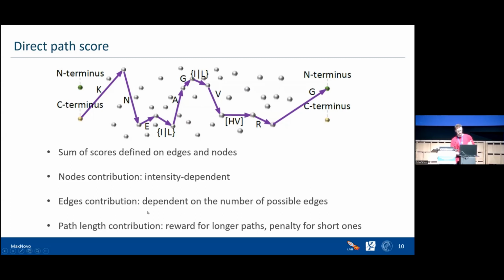An edge contributes depending on the number of possible edges from the node that this edge comes from. For example, if for this edge we can construct 3 other possible edges, then we're not so sure about the edge we chose, and this edge will get a penalty. If this is the only possible edge from this node, then we're pretty confident that this is the right way to go. This contribution also penalizes 2 amino acid steps, because with 2 amino acid steps you have many more possibilities to go.